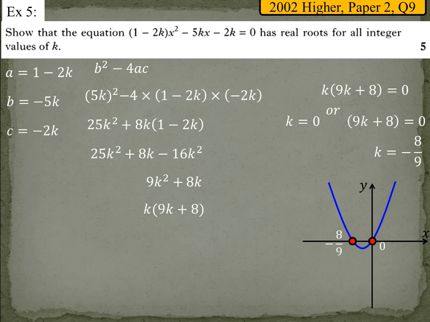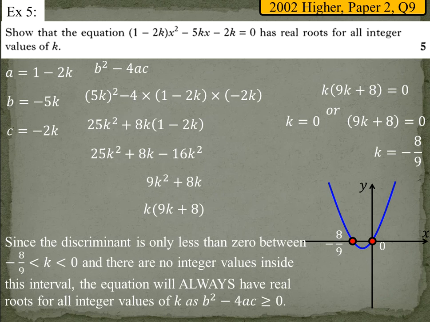Now, the question asked us to show that the equation has real roots for all integer values of k. What hopefully you will spot is that between minus 8 ninths and 0, there are no integers, right? There are no integer values of k when it is less than 0. So therefore, all other integer values, 0, 1, 2, 3, 4, 5, 6, 7, 8, minus 1, minus 2, minus 3, minus 4, are all going to give y values for 9k squared plus 8k that are positive, or equal to 0. So therefore, they're going to give a discriminant that is either equal to 0 or greater than 0. And that's a scenario where you will always have real roots if your discriminant is equal to or greater than 0. So this one involves a bit of a statement.